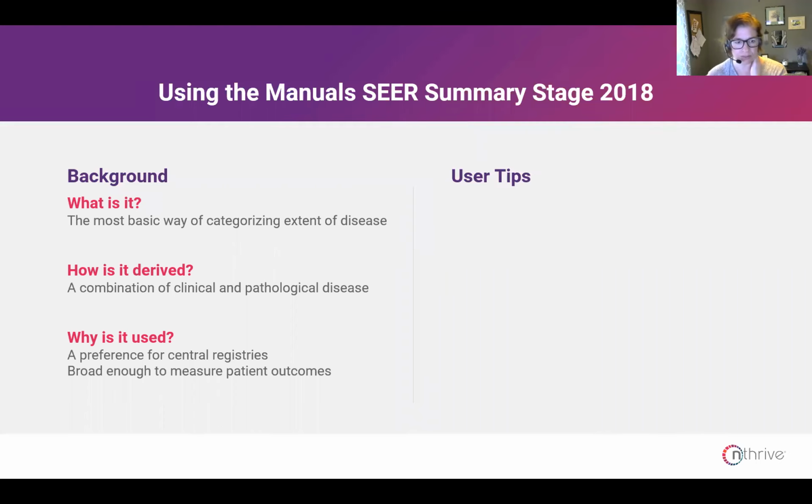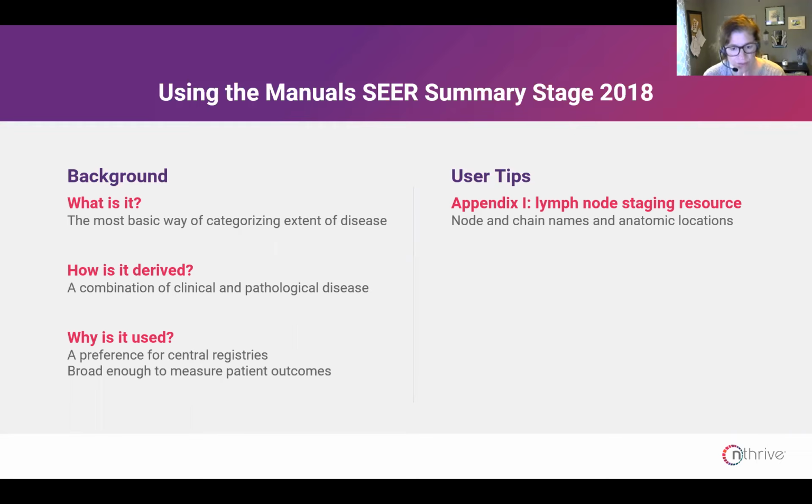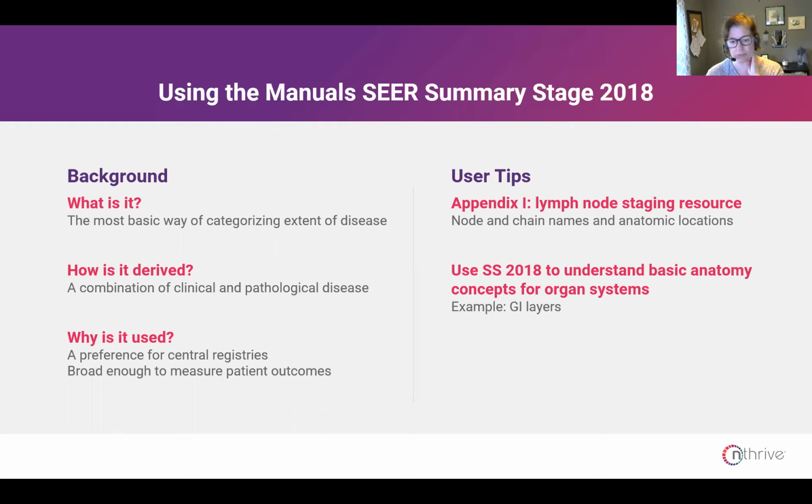Now, as far as user tips go, Appendix 1 of the SEER Summary Stage Manual contains resources for staging lymph nodes and lymph node chains. Understand and recognize the names of different structures and layers within the primary site, such as the GI layers of lamina propria, myometrium, and muscularis. This will help us avoid staging errors due to misinterpretation. So there's a lot of great illustrations in summary stage, and one of them being these layers for the GI tract.